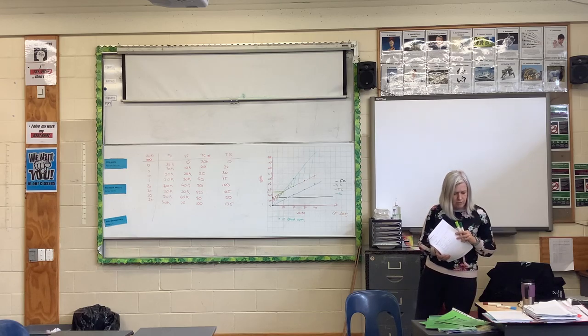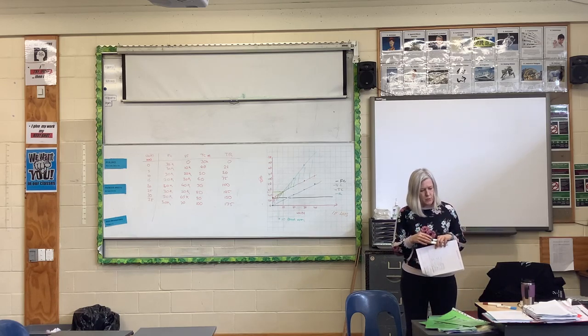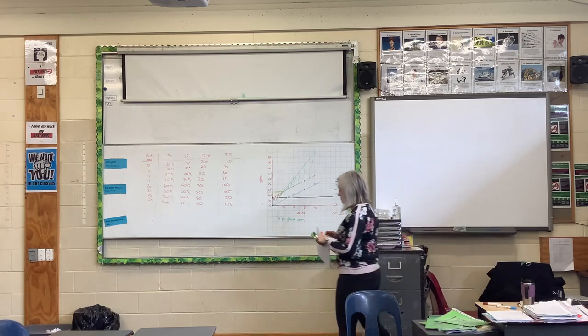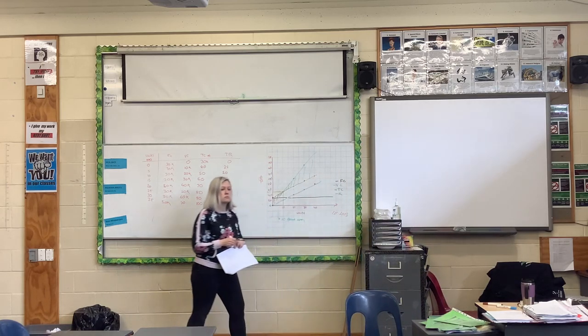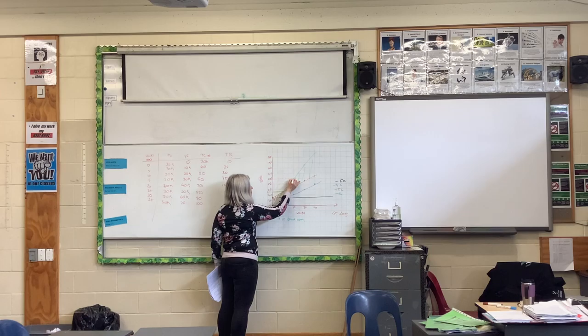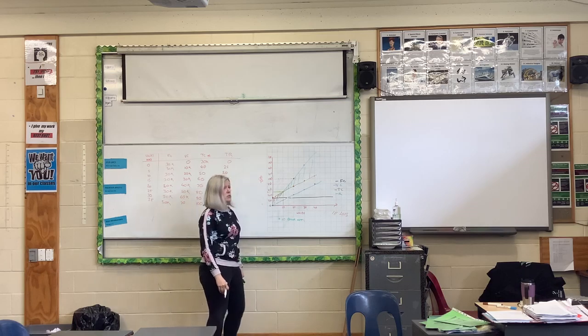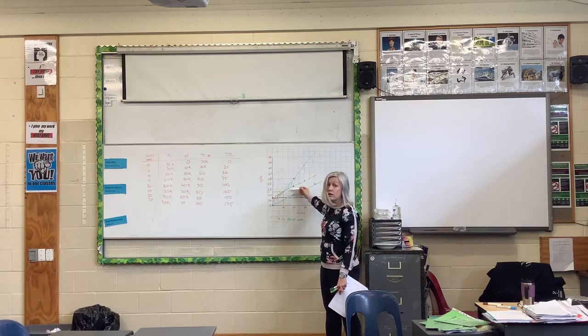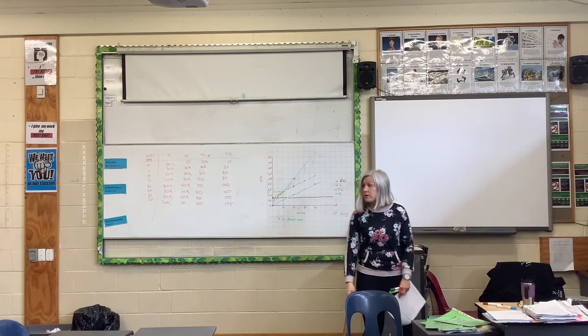Who can give me question 3? If the sales were $100,000, what would the profit be? That's that point, and that point, isn't it? So you're absolutely right, 30,000. It's the difference between your revenue and your total cost. It's your profit.